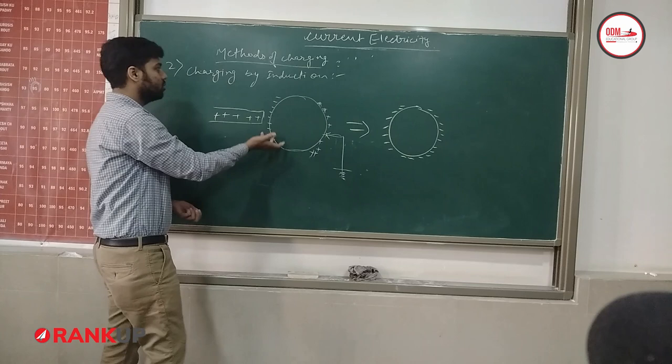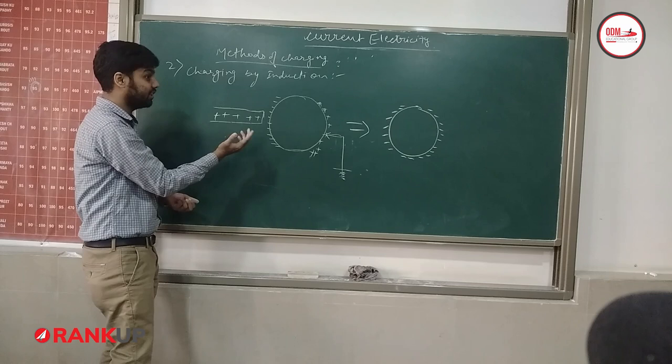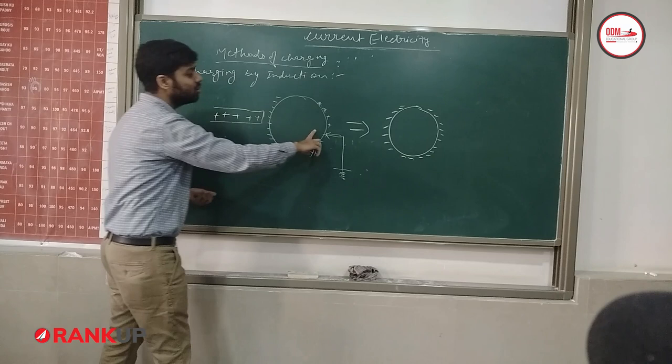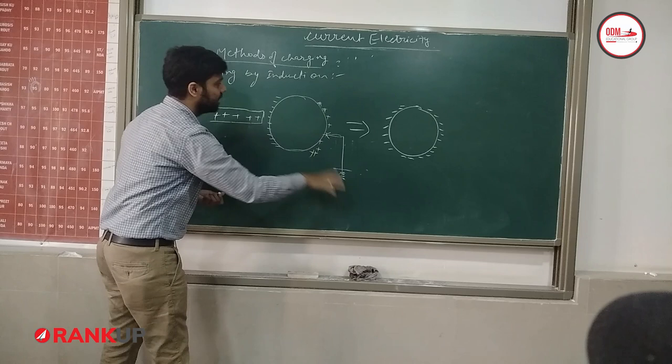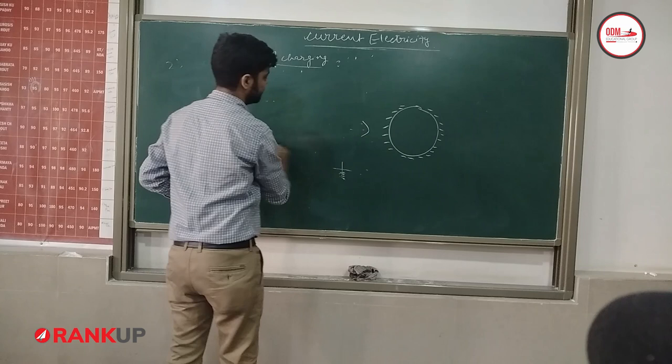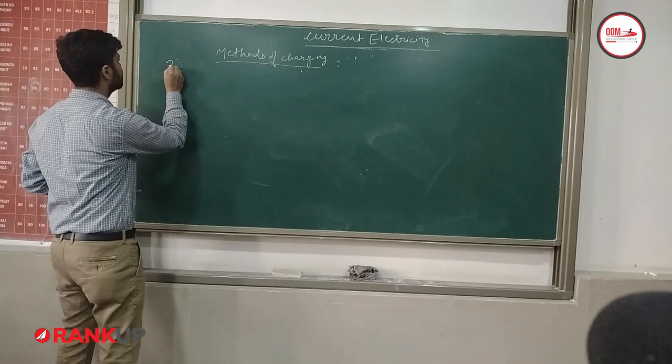Similarly, if you want to make it positively charged, you need to bring a negatively charged body adjacent to it, not touching, but a gap should be there. What will happen then? This negatively charged body will attract all the positive charges to this side and repel all the negative charges to that side. Then you do earthing. Electrons will move to earth and this body will remain positively charged all over. So the third method is a very simple process: charging by induction.